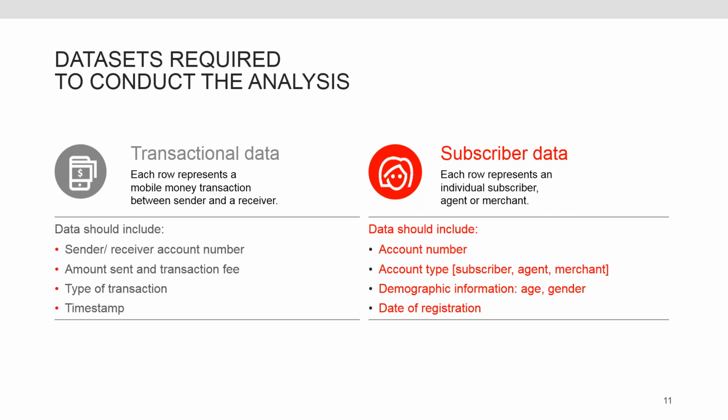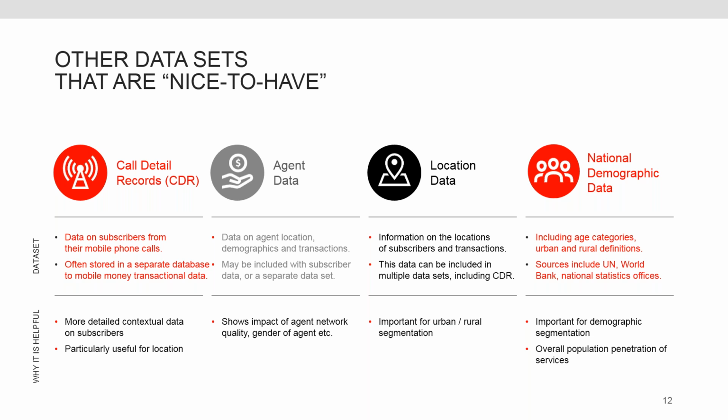Secondly, there's the subscriber data set, which will perhaps be less accurate as much of it is manually entered. It should include an account number or phone number, which should marry up with the transactional data set. So the two should be able to communicate with one another. It should also include information about the type of account, like whether it's a subscriber or an agent or a merchant, so that might be in the same data set. It should include demographic background information such as age and, crucially, gender, although all of this may be partial or inaccurate, which I'll get onto in a moment, and it should include when the account was registered.